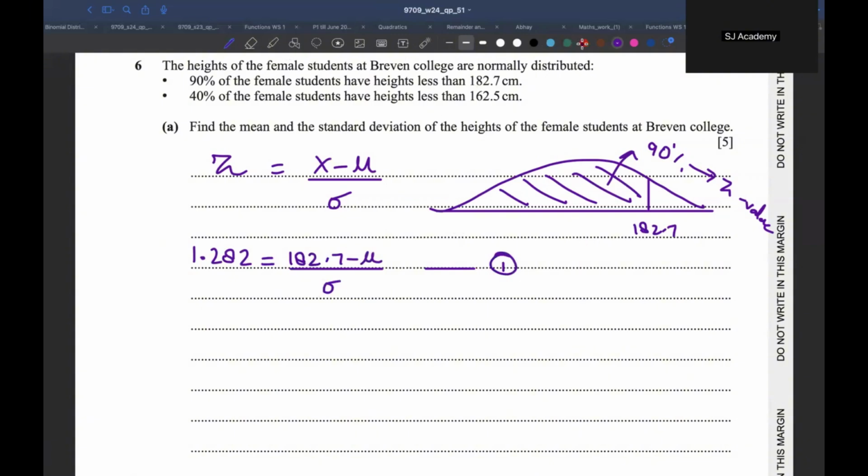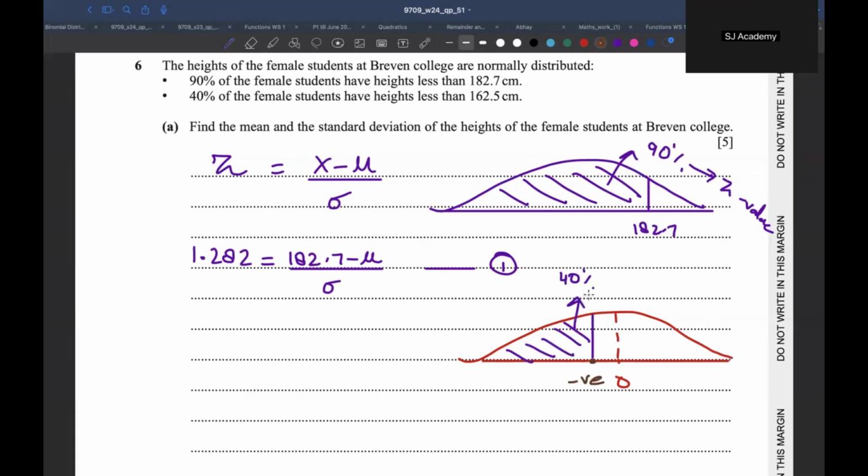40% of the females have height less than 162.5. Now you will first make this normal distribution graph. 40% means this is a 0 mark, have a height less than 162.5. So on the left hand side, the probability is 40. It means this has to be 40%, right? Lesser value is 40%. One thing I already know now is that the z value will be a negative value.